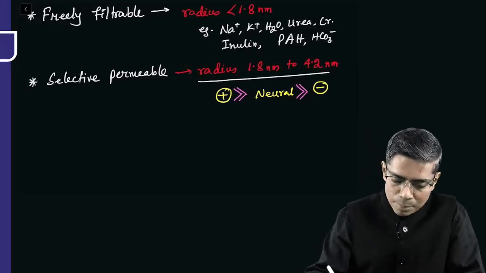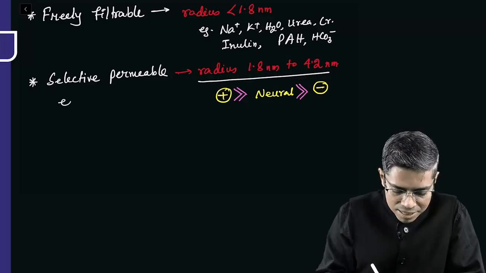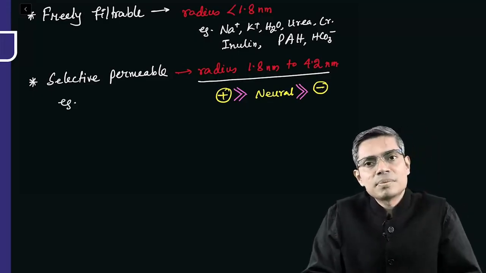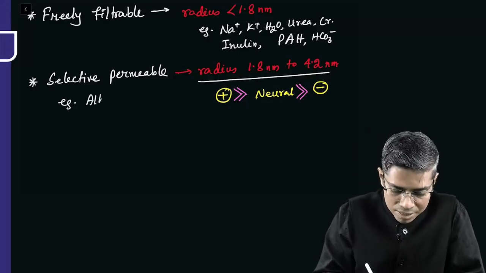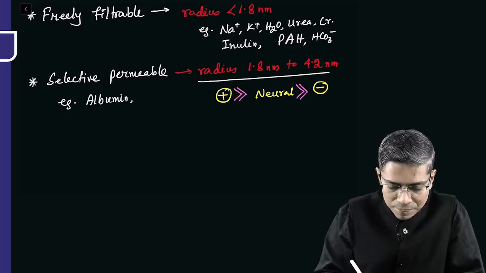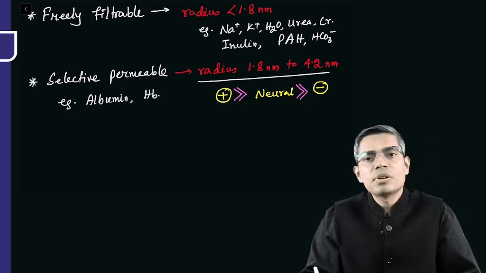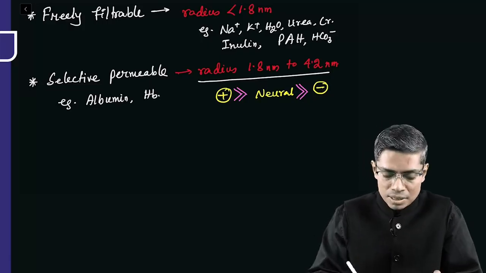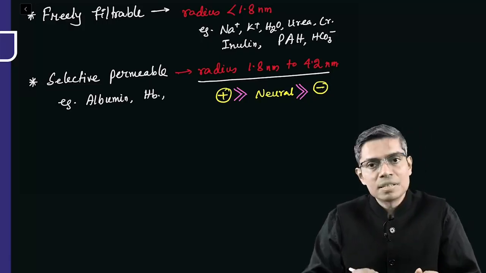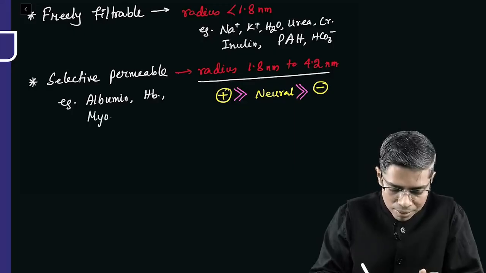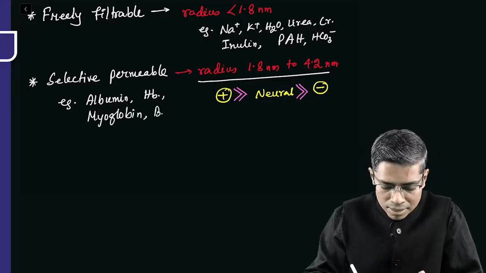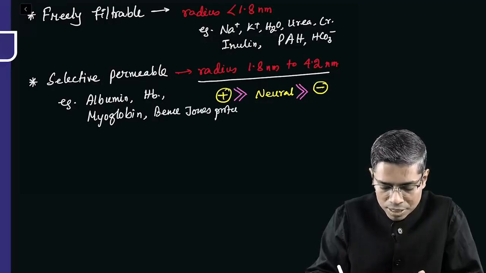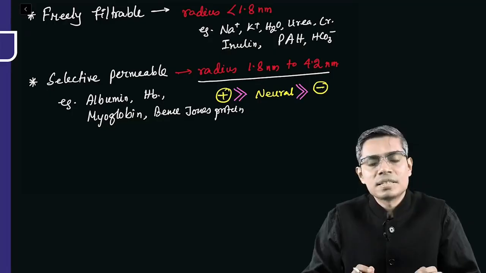So what are the examples of these selective filterable or selective permeable substances? Albumin, right? Not only albumin, but also hemoglobin. If hemoglobin is free in your blood, it will be filtered because its molecular radius is within this range. Not only that, myoglobin, you have to remember this, is also selectively permeable. Not only that, the Bence-Jones proteins are also in this selective range.